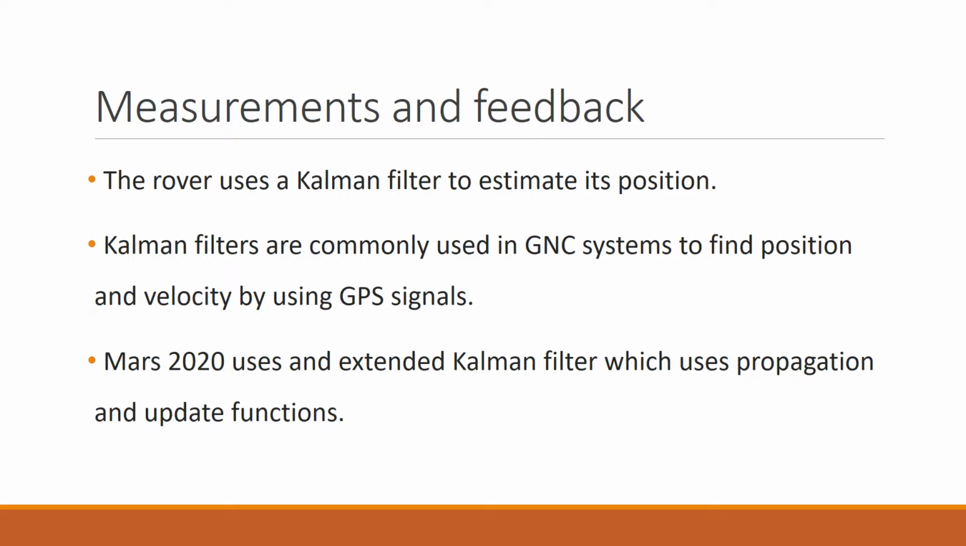So in order to use this terrain data, the rover needs to filter out the noise. And to filter it out, it uses a Kalman filter, which is pretty common in guidance, navigation, and control systems. But what's special about this case is that this filter uses propagation and update functions due to the constant stream of data that the rover is measuring as it descends. This makes it an extended Kalman filter.